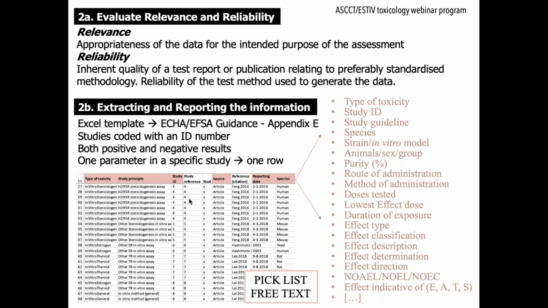Then all the parameters from each study should be reported using the Excel template provided in the guidance, which includes several columns, as you can see here, to capture all relevant information about the study design and the effects observed, for example, animal species or in vitro model, tested doses, etc. Each row reports the changes observed in a specific parameter within a specific study. This means that you may have several rows for the same study. It's also important to report both positive and negative results. And once you have entered all the data in the Excel, there is a data matrix function that automatically rearranges the data to facilitate analyzing the information.